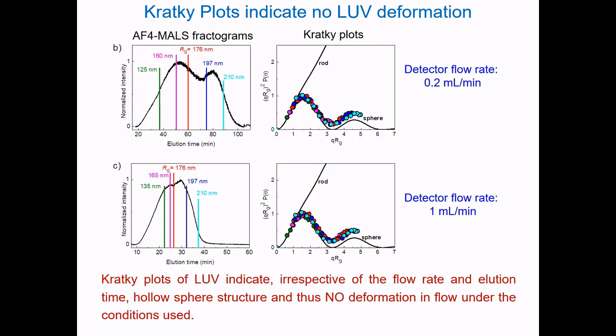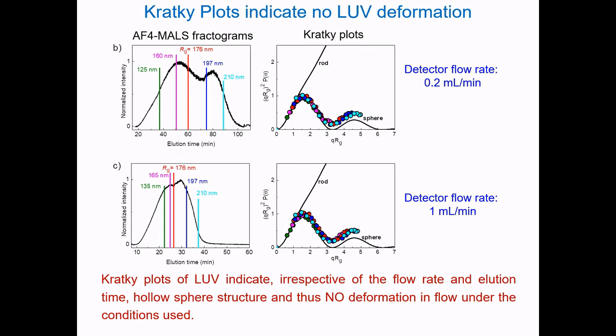Since the symmetry factor also did not give us an unambiguous answer regarding vesicle deformation in flow, we presented static light scattering data in the form of Kratky plots. Kratky plots were constructed at different elution times in the fractograms of large vesicles, which were recorded at the slowest and at the fastest longitudinal flows. These figures also show the theoretical Kratky plots for the hollow sphere and the rod-like shape.